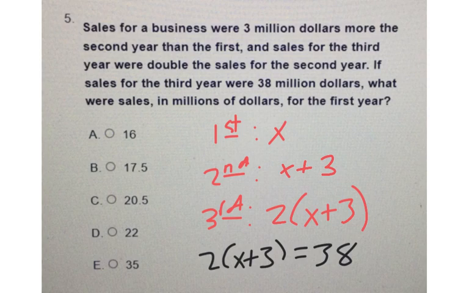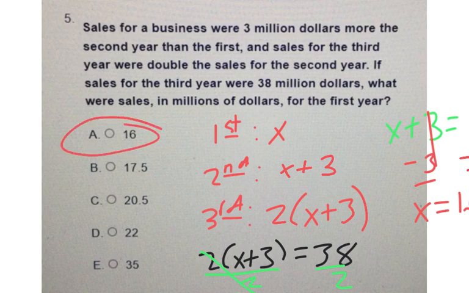So if I had to solve this, you could distribute. I wouldn't distribute. I would divide by 2. So this cancels, and now I've got X plus 3 equals 38. Nope, that's wrong. 38 divided by 2 is 19, right? And now X is being added by 3, so I subtract 3. So that tells me X is equal to 16. So it's 16 million.